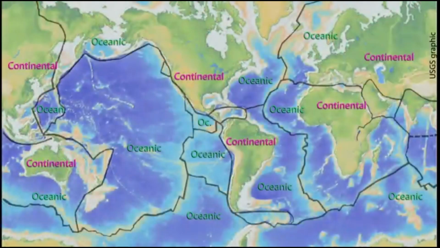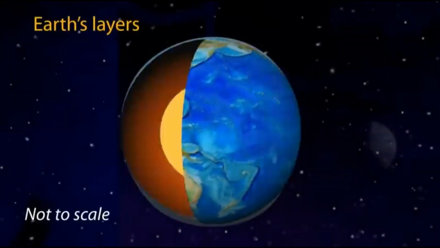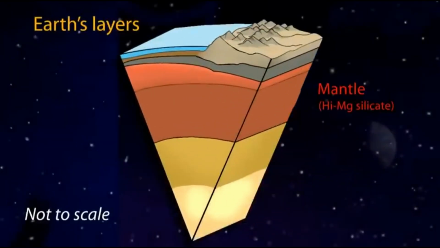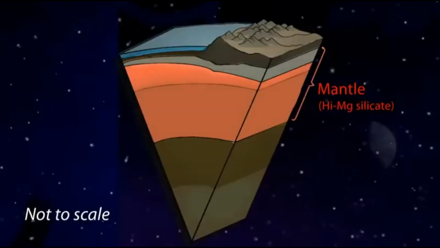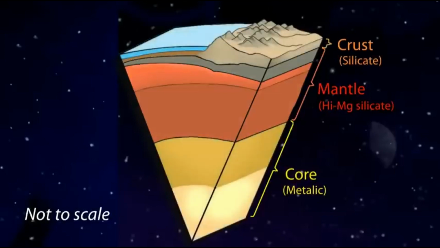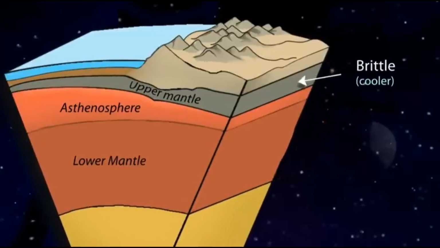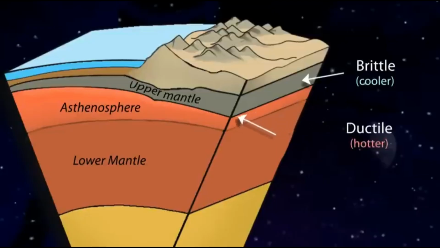We will return to lithosphere types in a minute, but first, let's look inside the Earth to clarify the layers. The mantle is a 2,900 kilometer thick, high magnesium silicate rock layer located between the crust and the core. The uppermost part, the lithospheric mantle, is cooler and more rigid than the deeper mantle. It lies above a hotter and more ductile layer of similar composition called the asthenosphere.